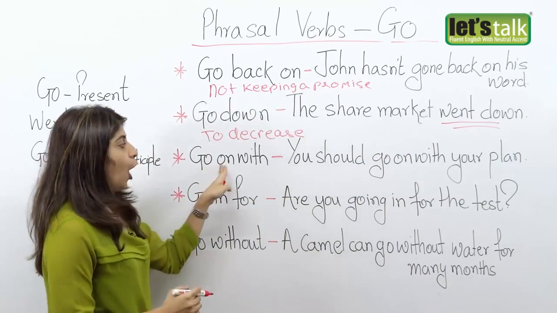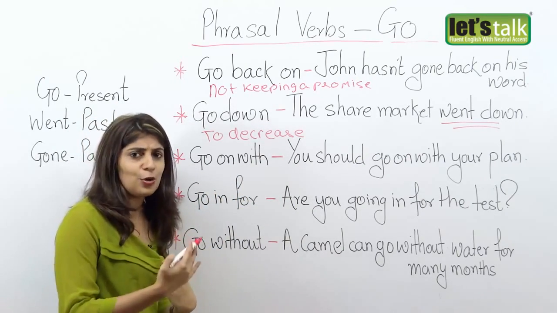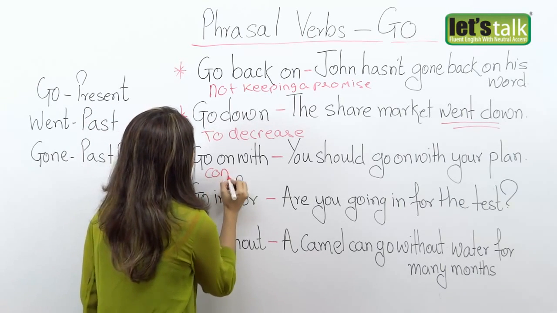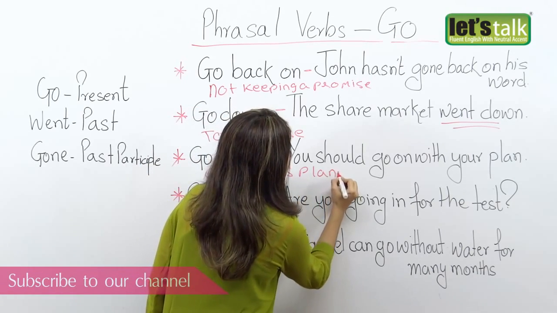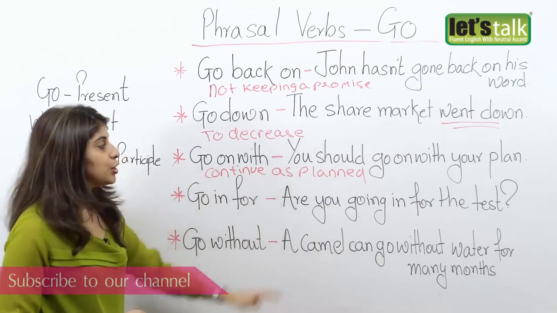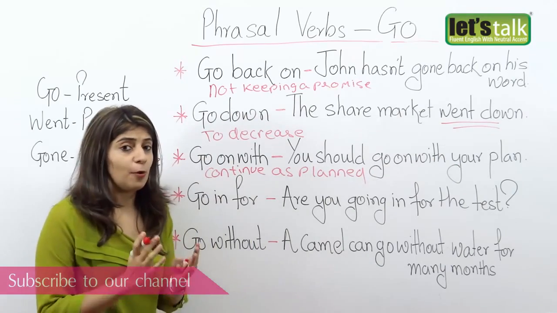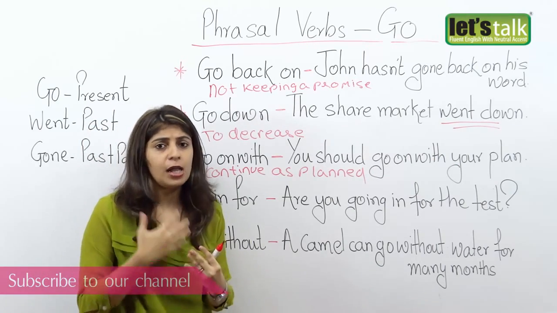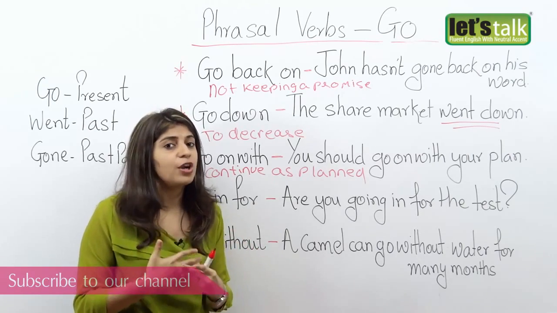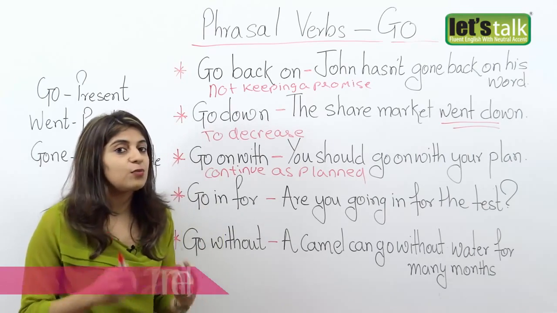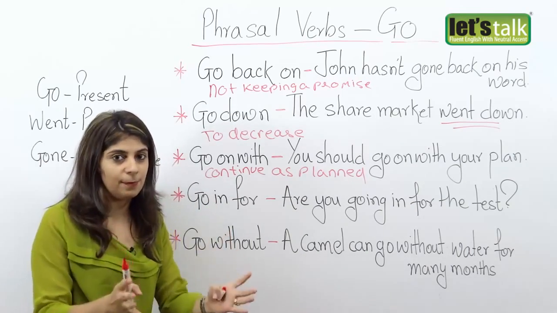Then we have go on with. Go on with means that whatever is planned, you continue with it, okay? Right? So we have an example. You should go on with your plan. You should go on with your plan means maybe something has been planned, maybe your friends have planned a trip and you are not able to go. So that's exactly the reason why you're telling your friends that you should go on with your plan. So just do it as per the plans.